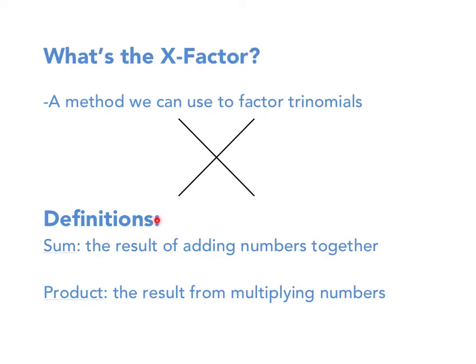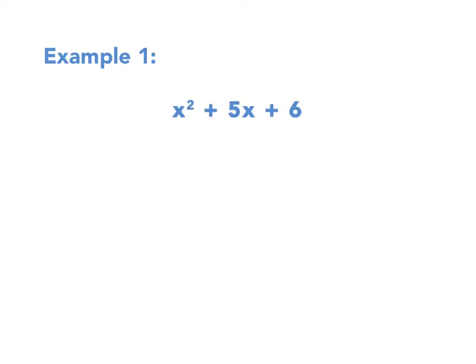But first, some definitions you're going to need to get down that you should know, and if you don't know them, here they are. The sum is the result of adding numbers together, and the product is the result from multiplying numbers. So sum, addition, product, multiplication. Please get down this first example of x squared plus 5x plus 6.